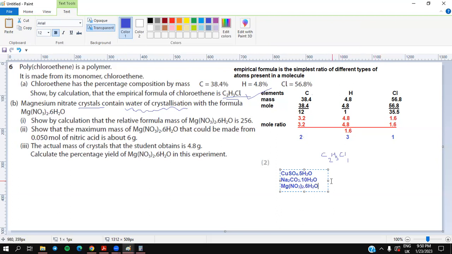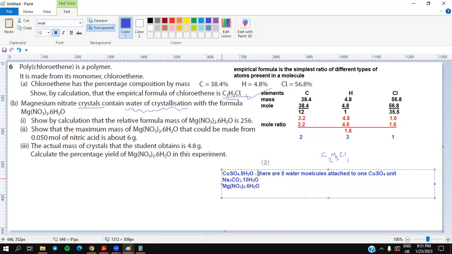Now, if you investigate further into this, what is the meaning of copper sulfate dot 5H2O? I'll write it simply: there are 5 water molecules attached to one CuSO4 unit. If you take one copper sulfate unit, you have 5 water molecules attached to it.